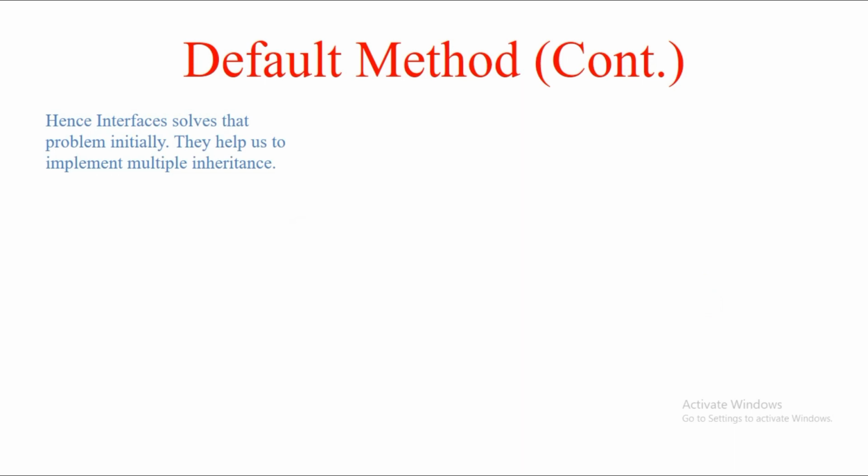To solve that particular problem, interfaces were introduced. What did interfaces do? Interfaces gave you only the declaration and no definition, and hence the child class would not be confused as to which implementation to take, because technically there is no implementation in an interface before Java 8. But after Java 8, default methods were introduced, because of which we can face the diamond problem again. Why?